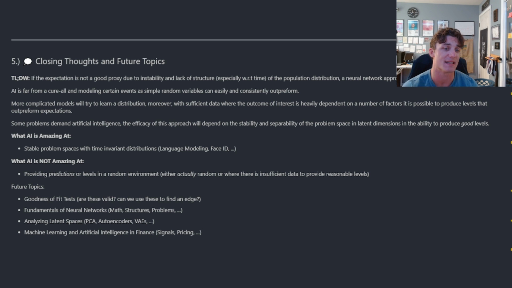Analyzing latent spaces. I talk about stability a lot here. What am I really talking about? Principal component analysis, autoencoders, variational autoencoders, distributional learnings. A lot of very interesting topics in data science I would also like to discuss. And of course, machine learning and artificial intelligence in finance for signal construction and price construction. Let me know your thoughts on these future topics and what you might like to see in another video soon.